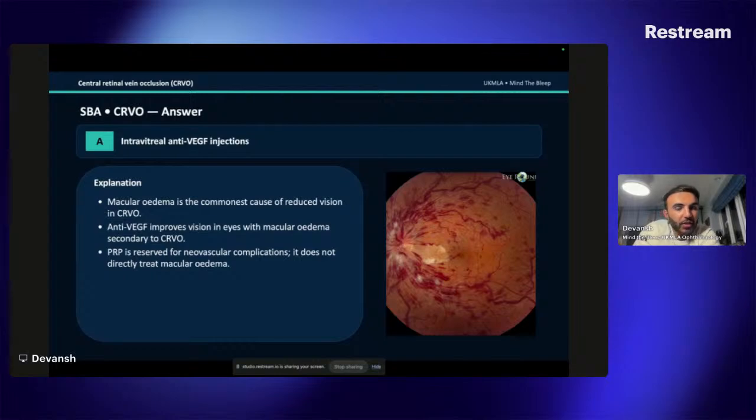Panretinal photocoagulation would, in theory, sound like it's useful here. It's mostly reserved for neovascular complications, for proliferative diabetic retinopathy, as we've seen. It's not really used to treat macular edema.